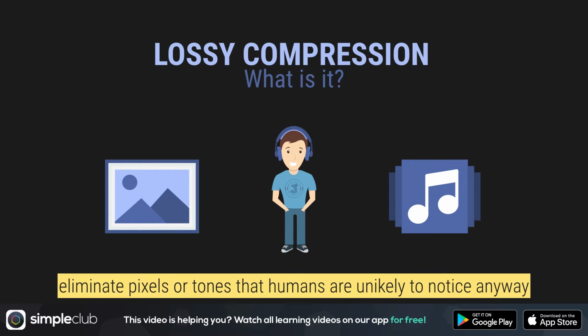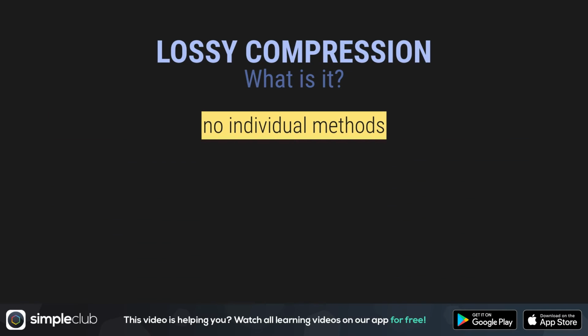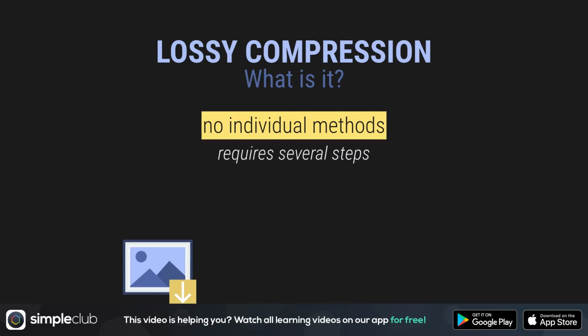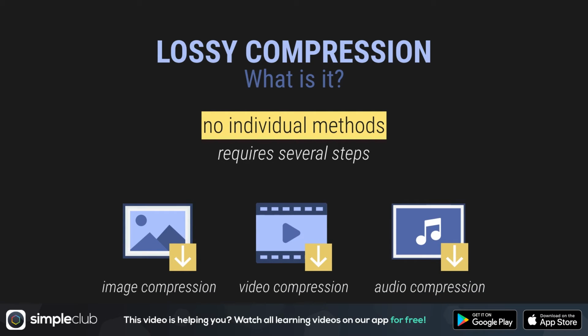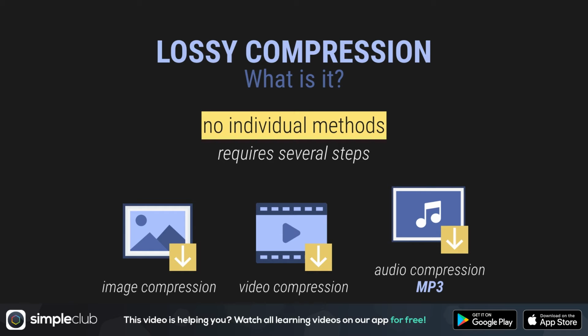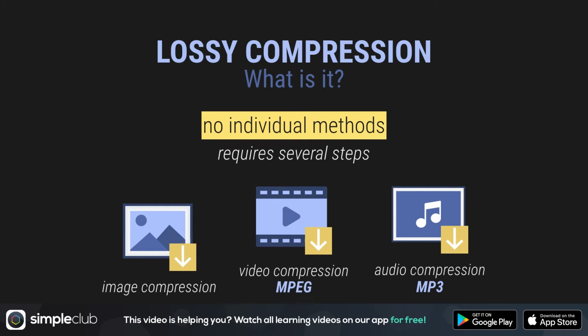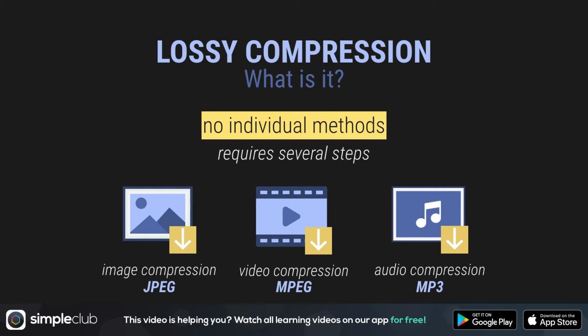Now, unlike lossless compression, there aren't really any particular methods of lossy compression. Most of the time, several different steps are taken to get there. Though we are going to distinguish between image compression, video compression, and audio compression. I'm sure you're all familiar with the MP3 file format, which uses lossy audio compression. MPEG formats, on the other hand, use lossy video compression. And JPEG files are a super common format of lossy compression used for images. And now you know what all these terms mean. Basically, they just indicate the method used to compress image files and other formats.